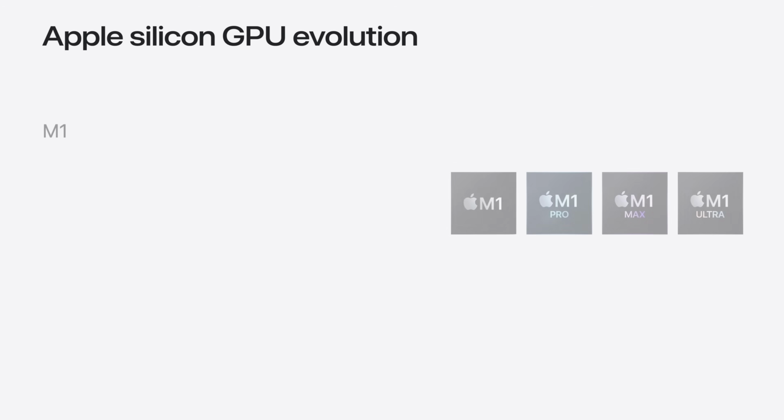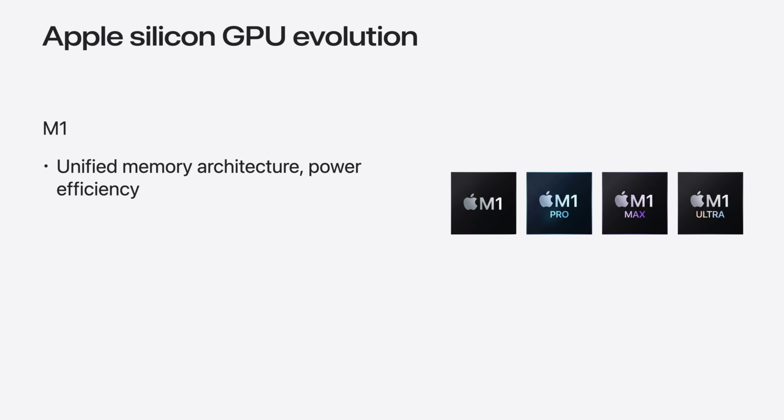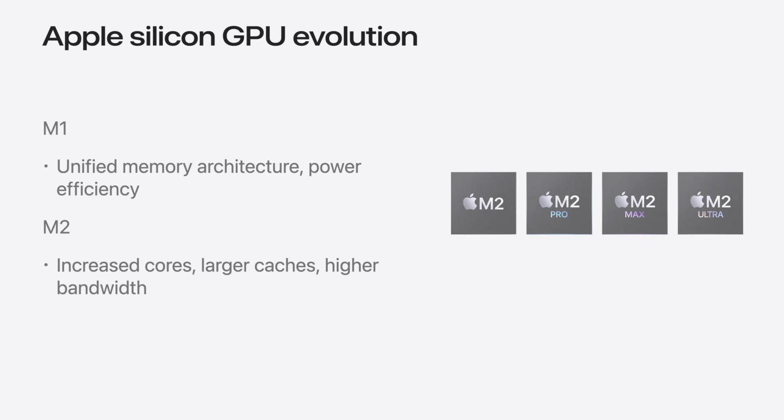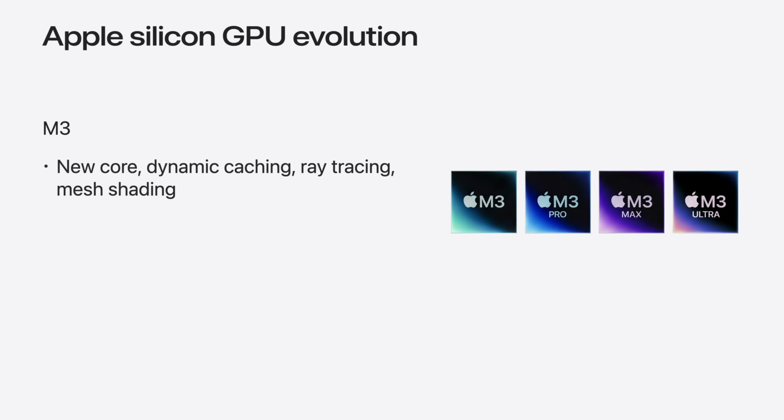M5 GPUs are the result of years of innovation. M1 brought Apple GPUs to the Mac for the first time, delivering unified memory architecture with the power efficiency that made A-series chips so successful on mobile. M2 scaled with 25% more shader cores, larger caches, and higher memory bandwidth, delivering the headroom for more demanding math and memory workloads. M3 introduced a new shader core with dynamic caching, hardware-accelerated ray tracing, and mesh shading.